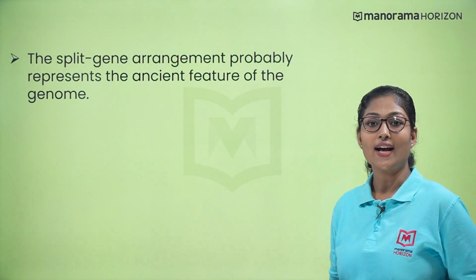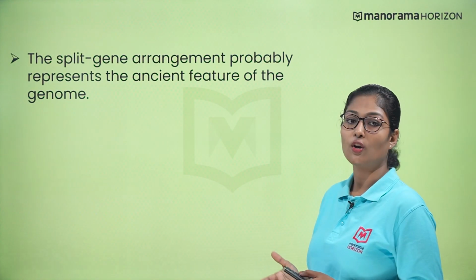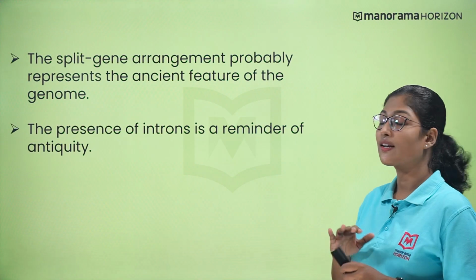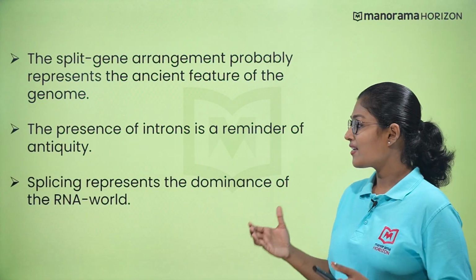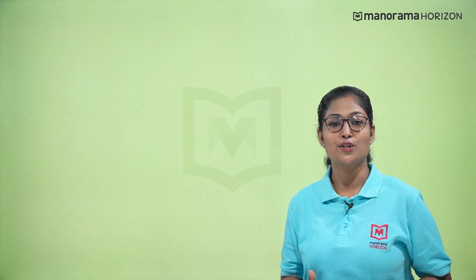The split gene arrangement probably represents an ancient feature of the genome. The presence of introns is a reminder of antiquity. Splicing represents the dominance of the RNA world. Isn't it wonderful to know that these mechanisms take place in each of our cells independently along with other processes?